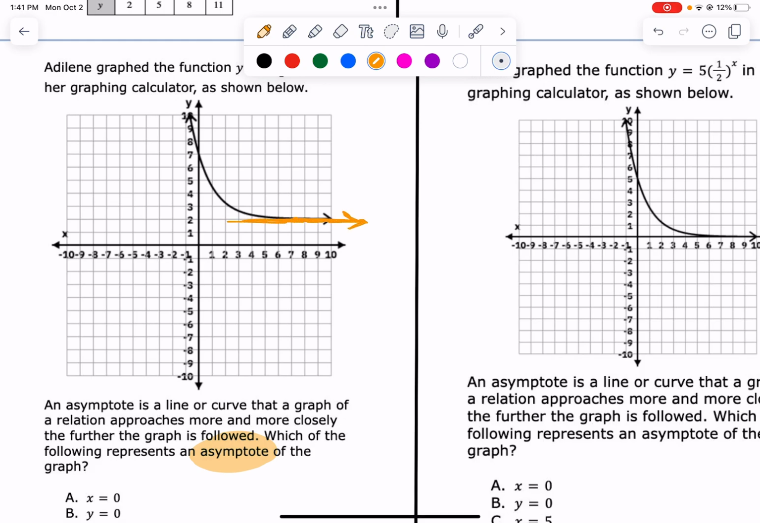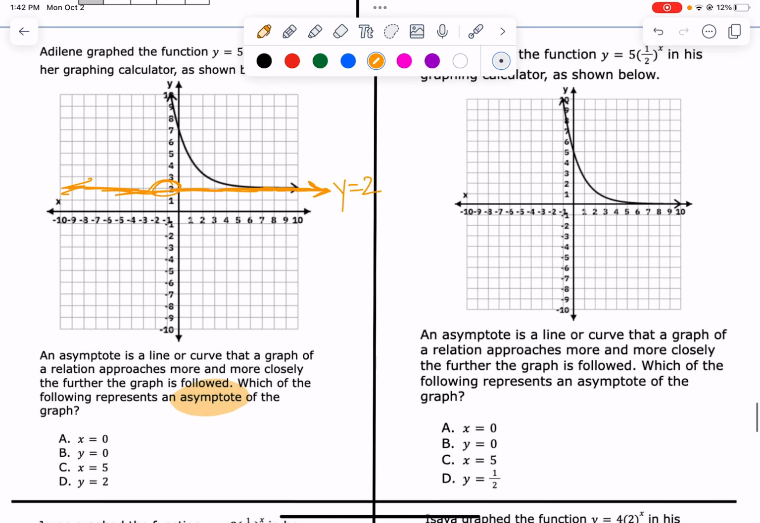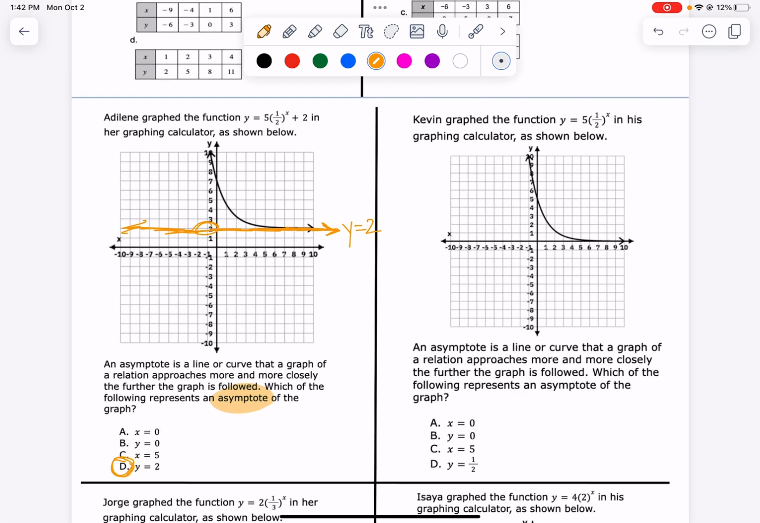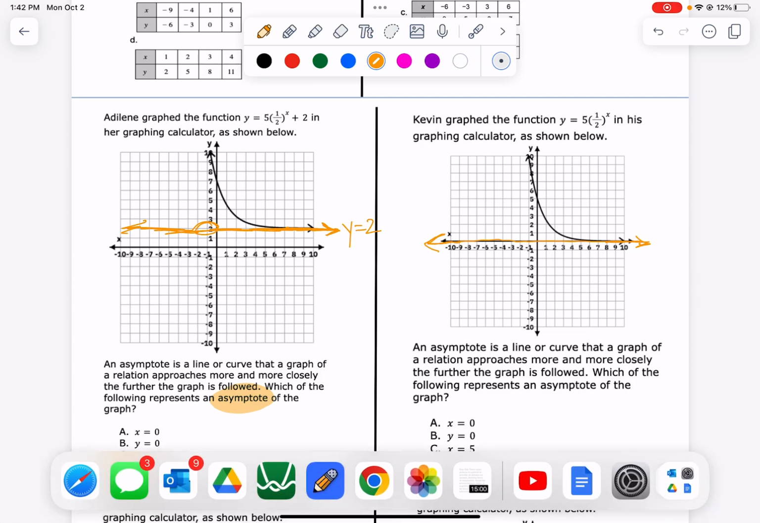So we're going to draw a line to help us. And we see that it touches 2. So our asymptote is y equals 2. So D is my answer. Most of the time, almost every single time though, it's going to be a straight line at this line right here. So if we look on Desmos, we want to see which one matches that.